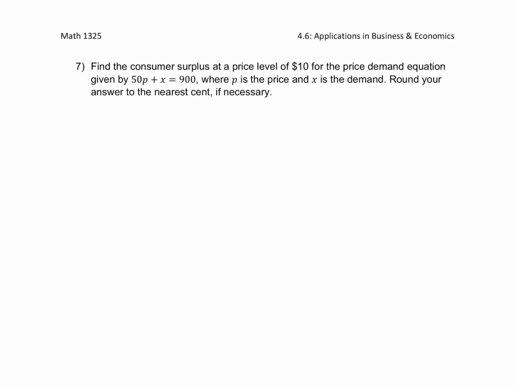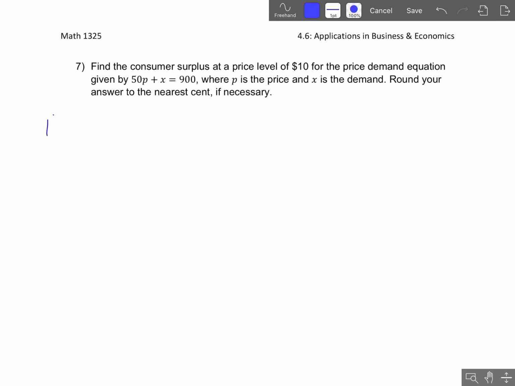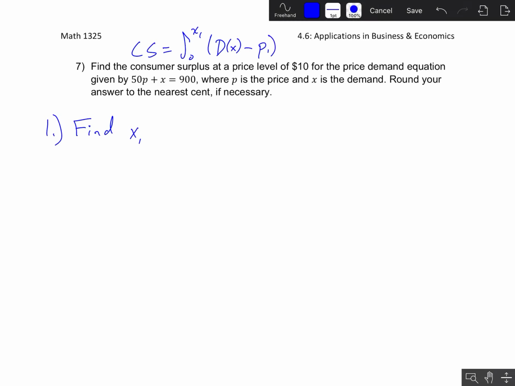Okay, so next let's look at another one like this. So we want the consumer surplus at a price level of $10 for this price demand equation. So let's go through the same sort of steps. So first, I just need to know what x1 is, because the consumer surplus is given by the integral from 0 to x1 of the demand minus the equilibrium price. And when I say the demand here, what I mean is the demand curve, not the value x. So we need to find the demand curve, and we also need to find the equilibrium price.